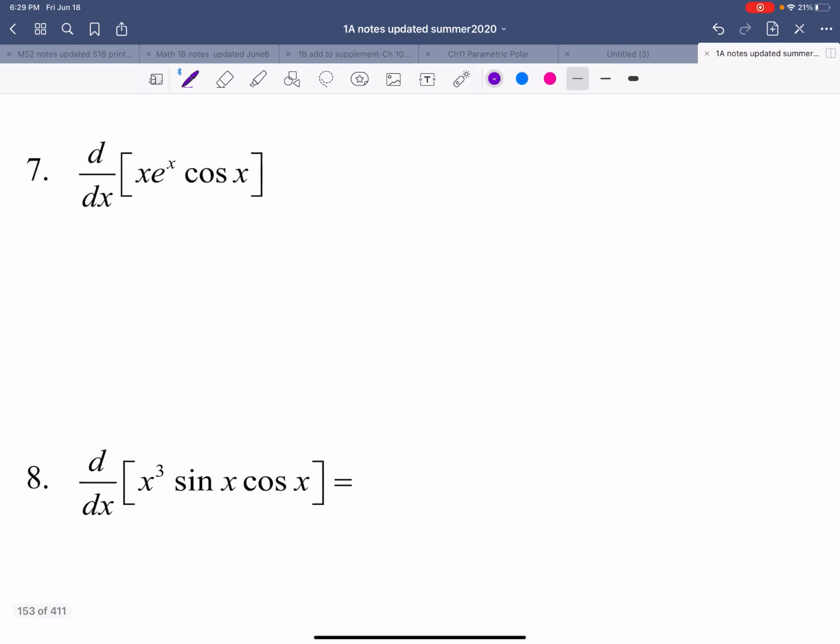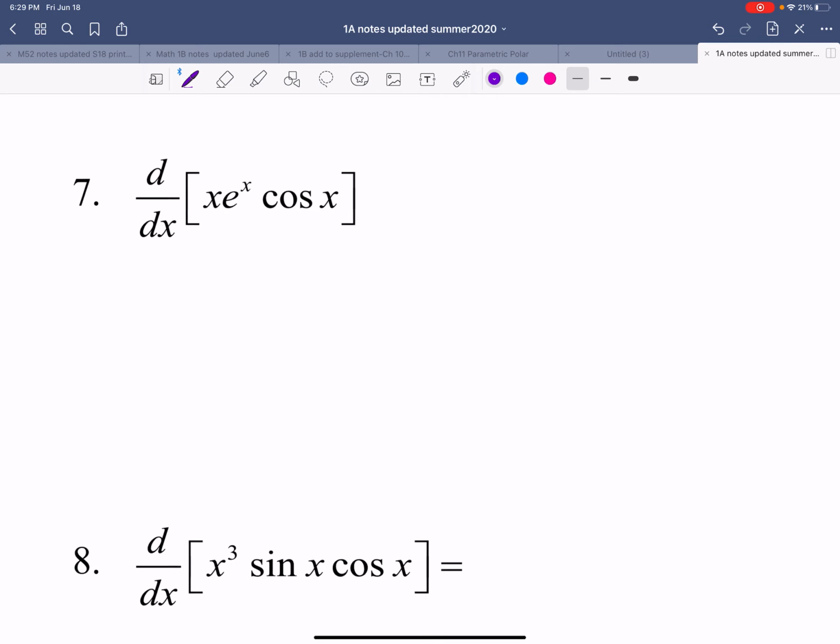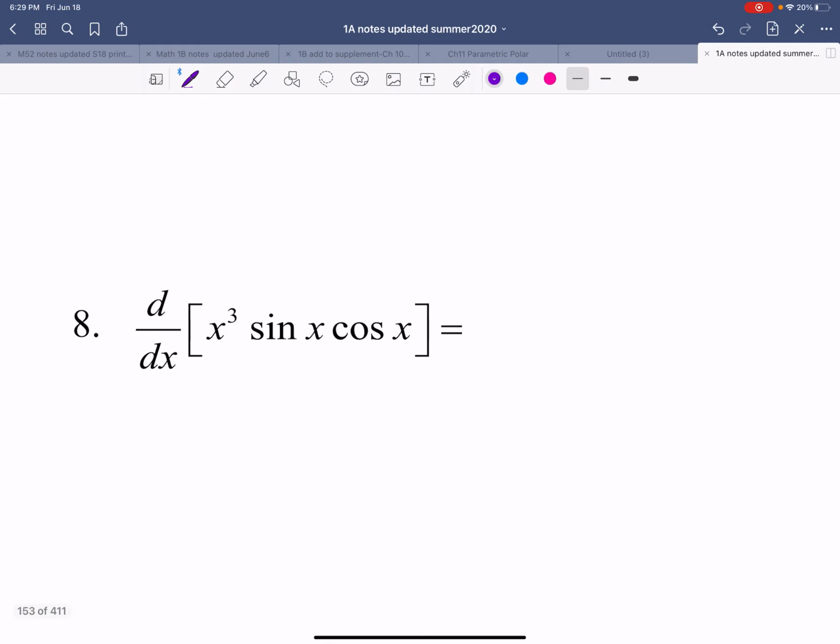Let's look at another example. x e to the power x cosine x. Here we have 3 functions, so I'm going to keep the first 2 as they are and take the derivative of the third one, then the first and third as they are and take the derivative of the second one, and then the second and third as they are and take the derivative of the first, which is 1. That would be the derivative here. There are no like terms we can combine, so we'll just leave it like that. Next, we have three functions again: first, second, third.